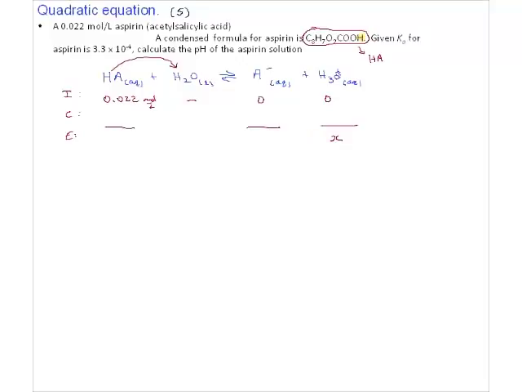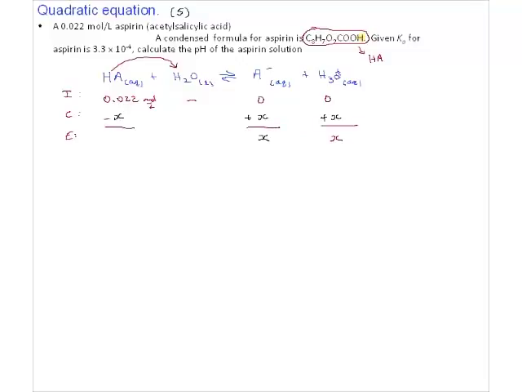So the same thing as the last problem. That one goes up by x, which means the A minus goes up by x as well. So we know that the concentrations of these two would be the same. Both of them are going to be x. And the concentration of the aspirin is going to go down by x.